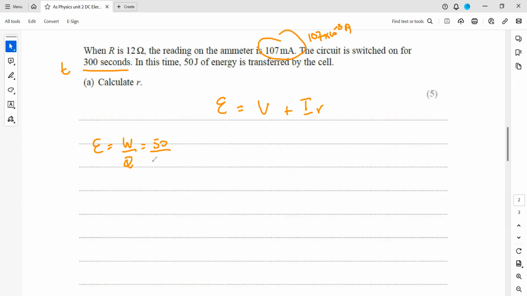So I equals Q divided by time, the current is equals to charge divided by time. So charge is current multiplied by time. So it will be 107 milli multiplied by time, which is 300. This will give us the maximum voltage, the EMF of the cell. That is equals to 1.56.